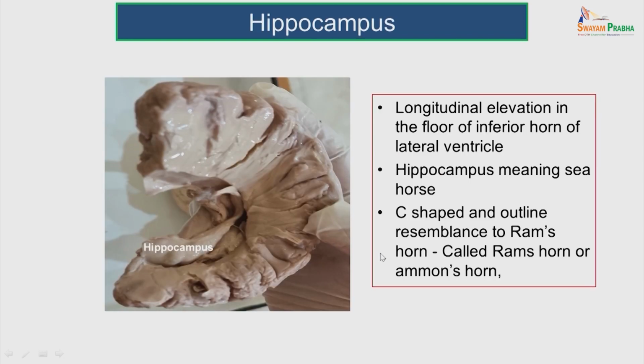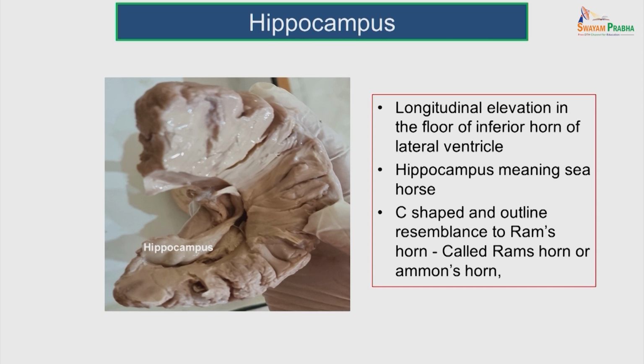Now coming to the hippocampus. In this image we can see the hippocampus here. It is a longitudinal elevation in the floor of the inferior horn of the lateral ventricle. Hippocampus means a seahorse, and it is C-shaped, and its outline resembles the ram's horn. That is why sometimes they call it a ram's horn or Ammon's horn.